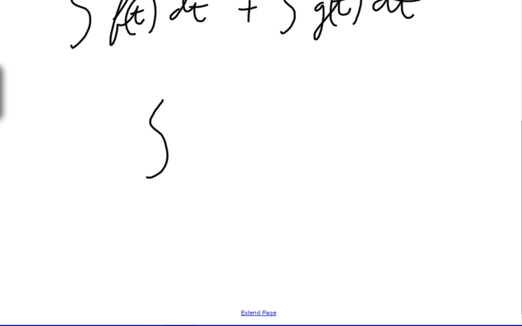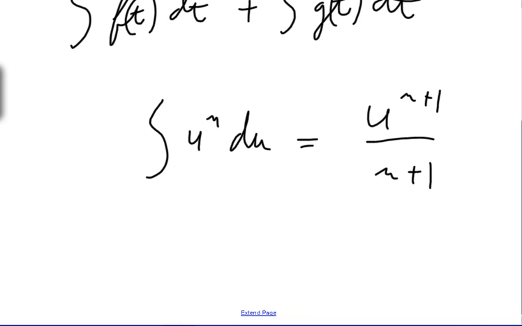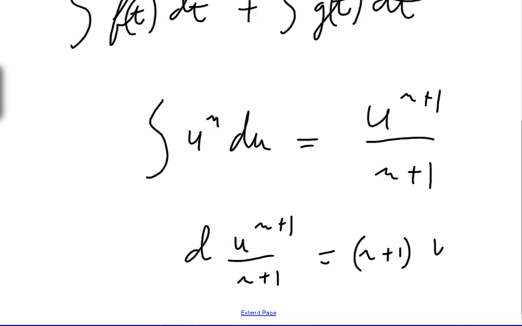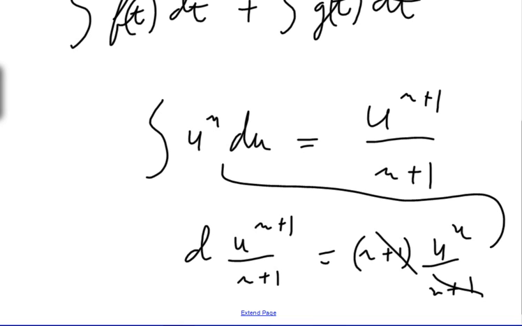Integral x to the 7th. Well, we forgot one rule. Bummer. How did we forget the rule? If we have the integral of u to the n du, then we're going to have u to the n plus 1 divided by n plus 1. Because if I take the derivative of u to the n plus 1 over n plus 1, I end up with n plus 1 times u to the n divided by n plus 1, and that ends up getting back to what I got, right? So when I take the integral of something to the n, I add 1 to the exponent, and then I divide by that new exponent.